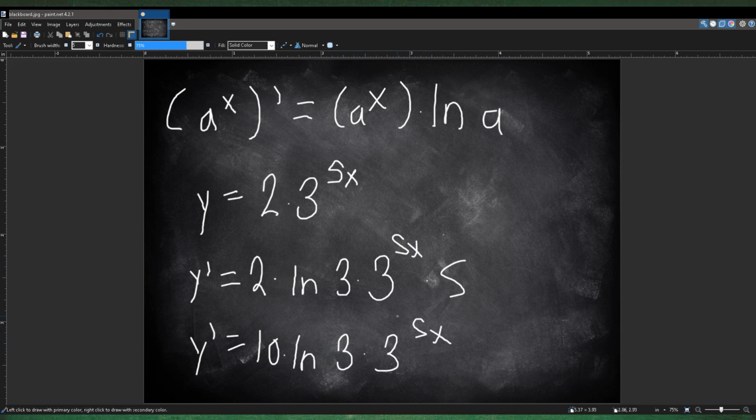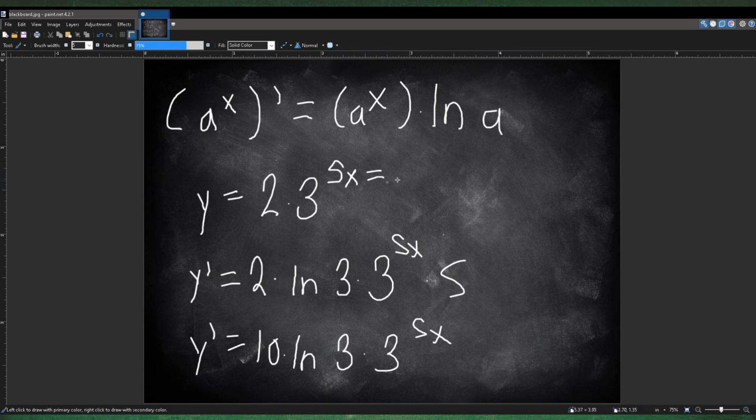So you basically just learn how to chain. You just need to learn how to chain the 5x here, which is not that difficult. If you want to, as I said before, just put the 2 down, do the derivative of 3 to the power of 5x. So we have 5x, which you have to chain in.